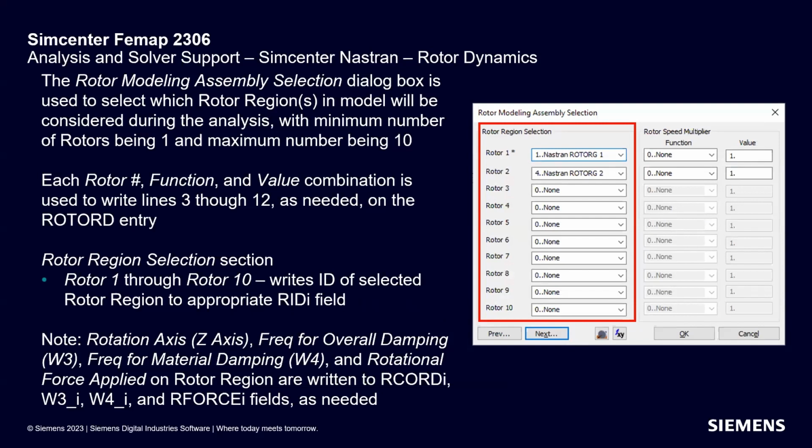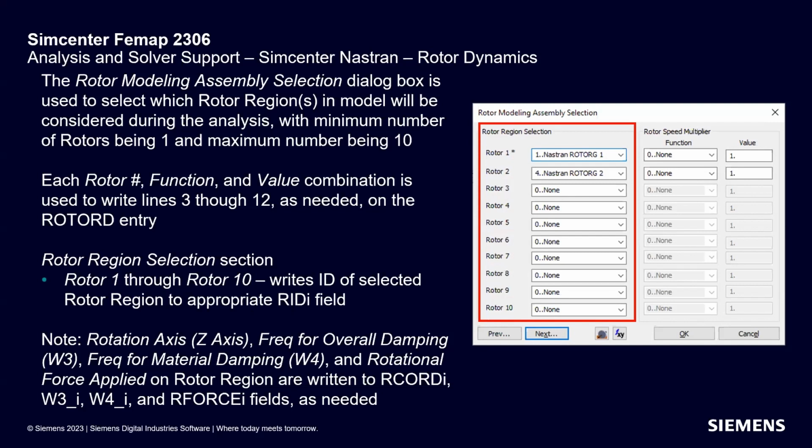Yep, just the rotor modeling assembly section. You have up to 10 rotors that you can fill in. So basically, you can just choose a rotor region. You still make rotor regions in the same place that you could in earlier versions of Femap. So basically, they're in contact rotor region. So that's still where you do that, and they're node-based.